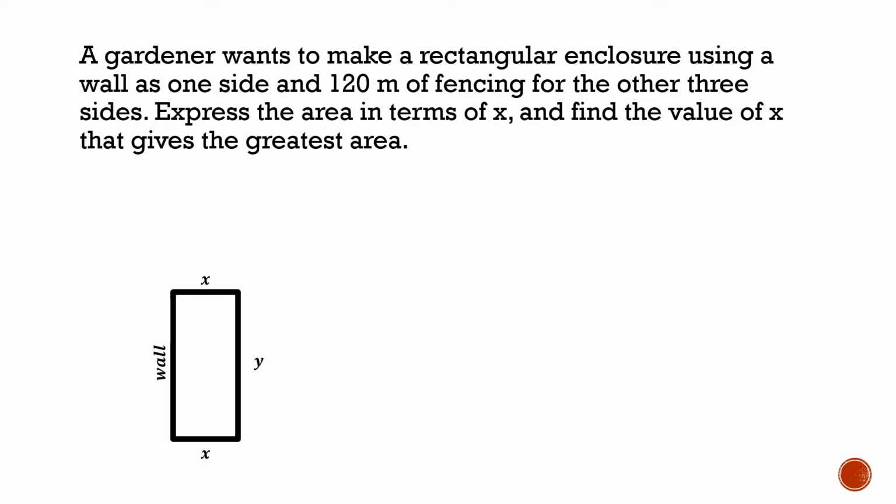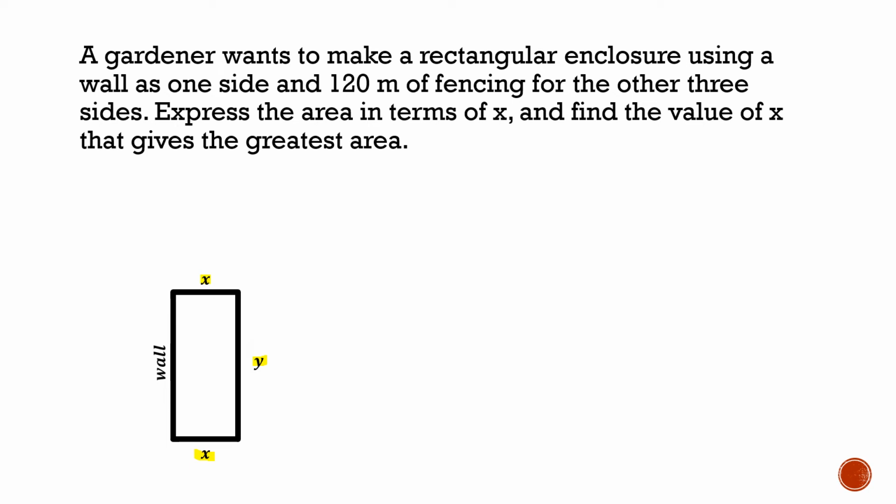So here's my picture. I have the wall on one side. I have x on the top and the bottom because those are parallel to my x-axis, so I use that as x. And then I put y on my vertical because that's parallel to the y-axis. Again, it doesn't really matter what variables you use where, just make sure you're consistent. Now, what they told us was that we had 120 meters of fencing, which means that for my entire perimeter, I can use 120 meters.